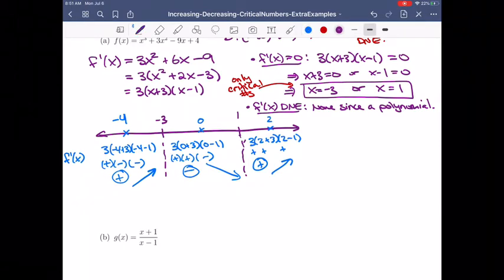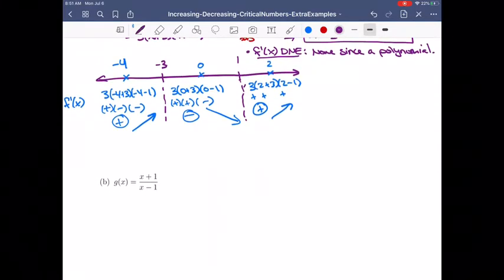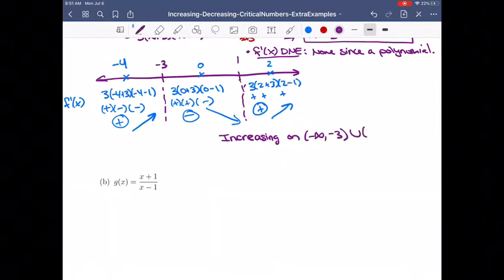So I can write my answer now. So we're increasing on the interval from negative infinity to negative 3, and then again on the interval from 1 to infinity. And we're decreasing on the middle interval, negative 3 to 1.